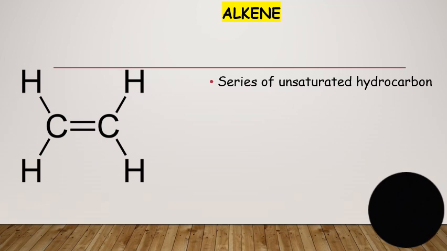Why are they unsaturated? Because they have less hydrogen than the alkane. And why is that? Because they have a double bond. Because they have a double bond, that means they have fewer hydrogen atoms. So this double bond can also be broken and more atoms can be added.